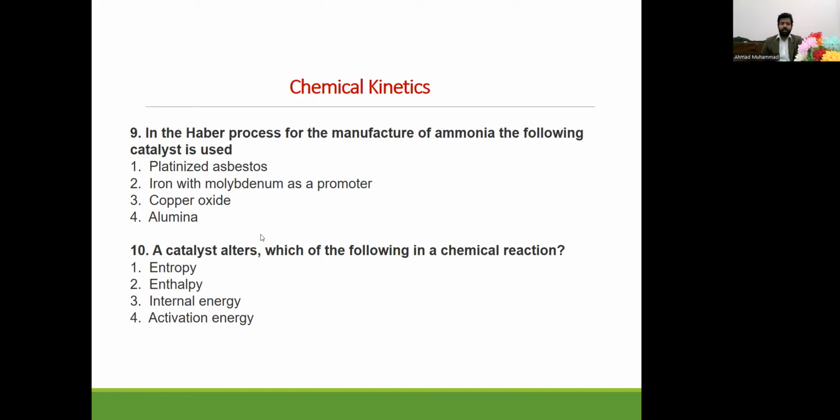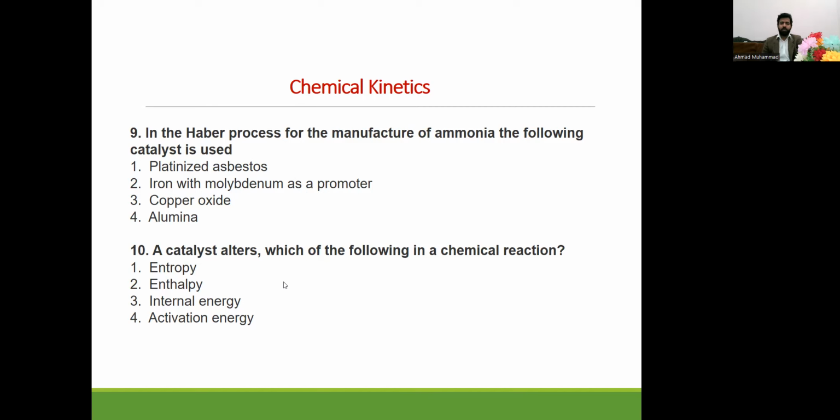A catalyst alters which of the following in a chemical reaction: entropy, enthalpy, internal energy, and activation energy. Actually, which one is the right option? Option number D, activation energy.